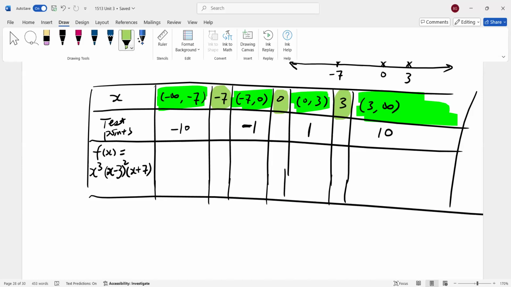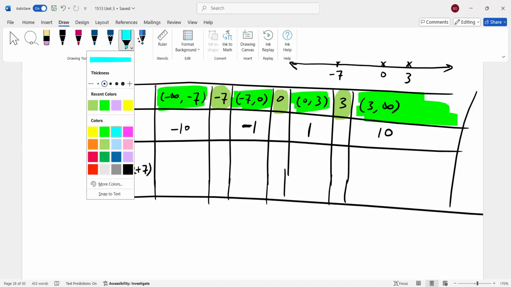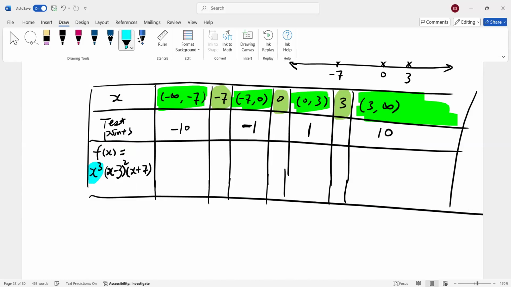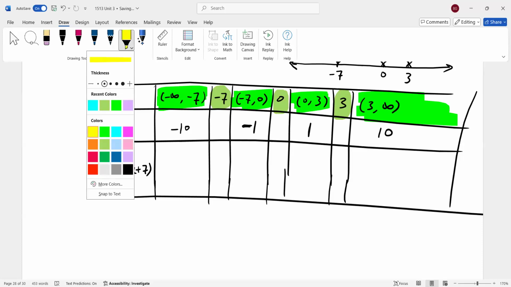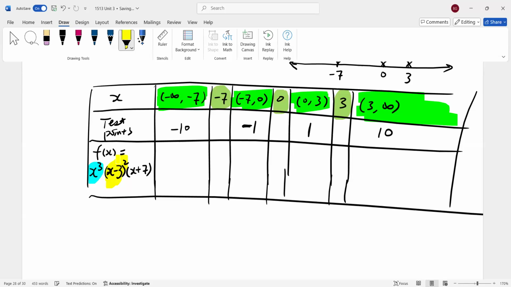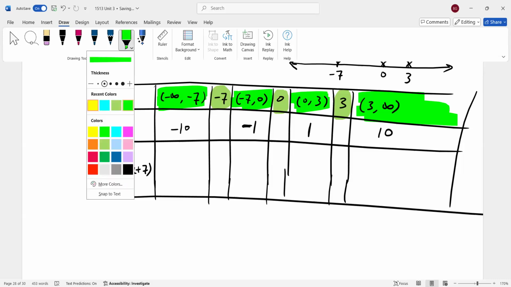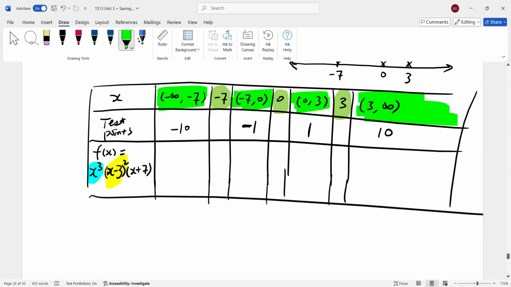I'm going to color them differently. The first part is blue. The second part is yellow. Be very careful, the square matters. And the third part is green. Oh, I already used green. I'm going to use a different color. Pink. All right, pink.